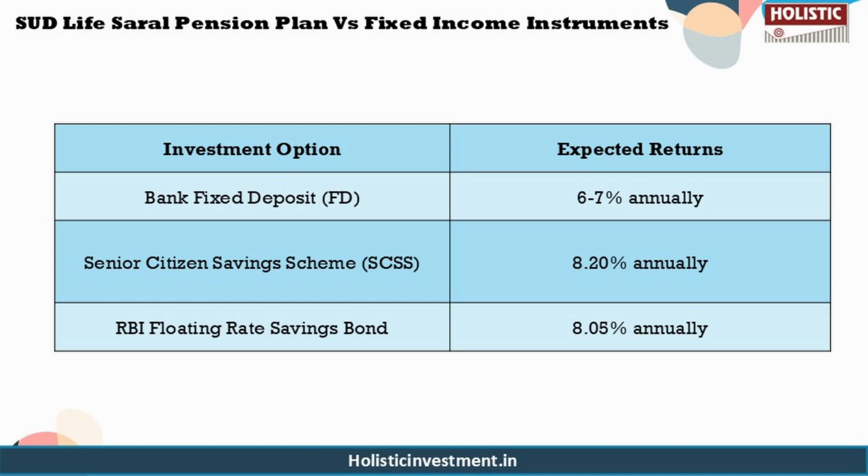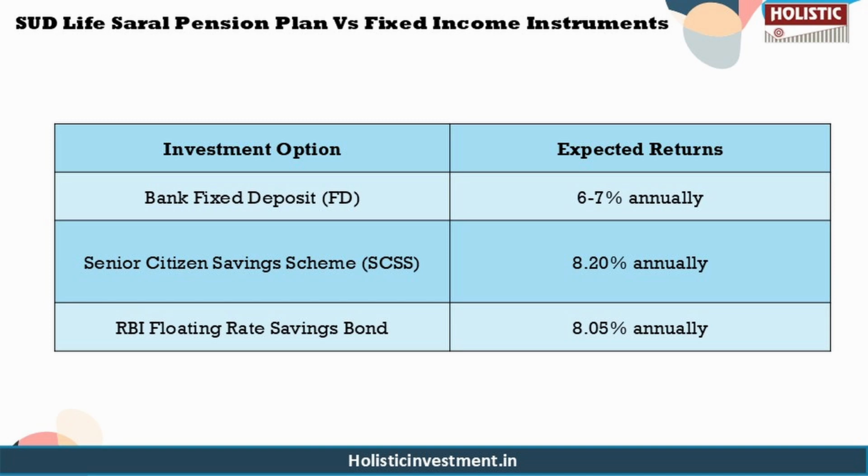If you take a look at bank fixed deposits, FDs are safe and predictable, offering you fixed interest payouts over a chosen tenure where you can expect returns of 6 to 7% annually. And the Senior Citizen Savings Scheme, SCSS, is a government-backed option tailored for senior citizens, providing an attractive interest rate with quarterly payouts, with an expected return of 8.20% annually.